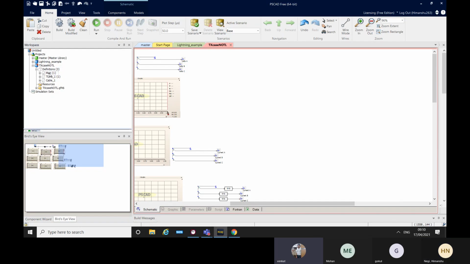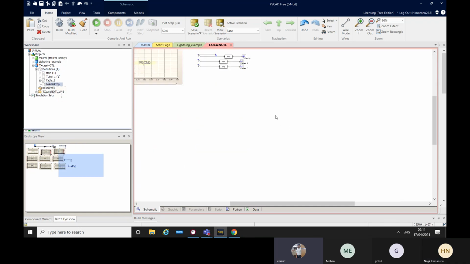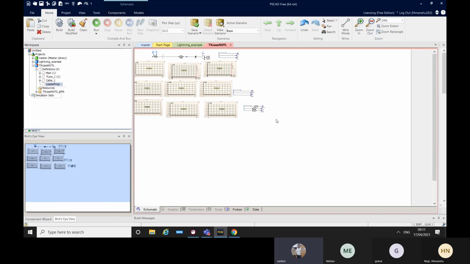Right click on the definition, paste special, paste with dependence. Now here you can see. Just right click on that and create instance. Yes, create instance.